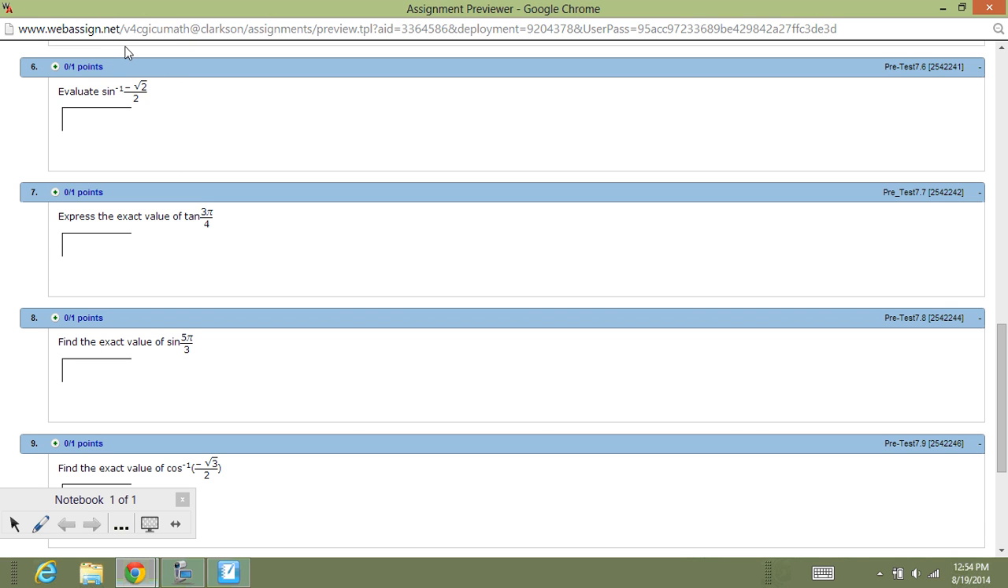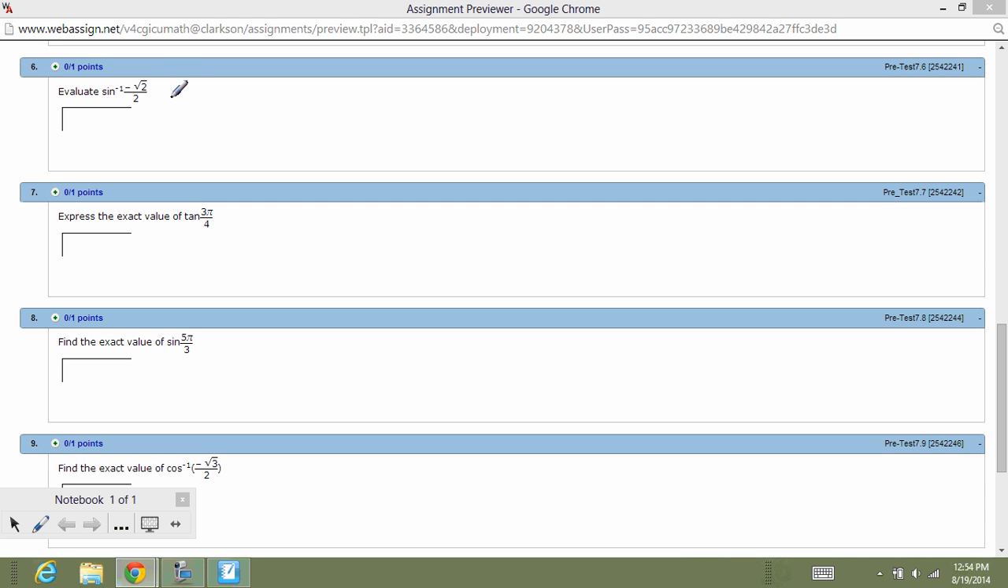Okay, this is the pretest for Unit 7, dealing with trigonometry, and these are questions 6 through 10. Number 6 asks to evaluate the sine inverse of negative square root of 2 over 2.